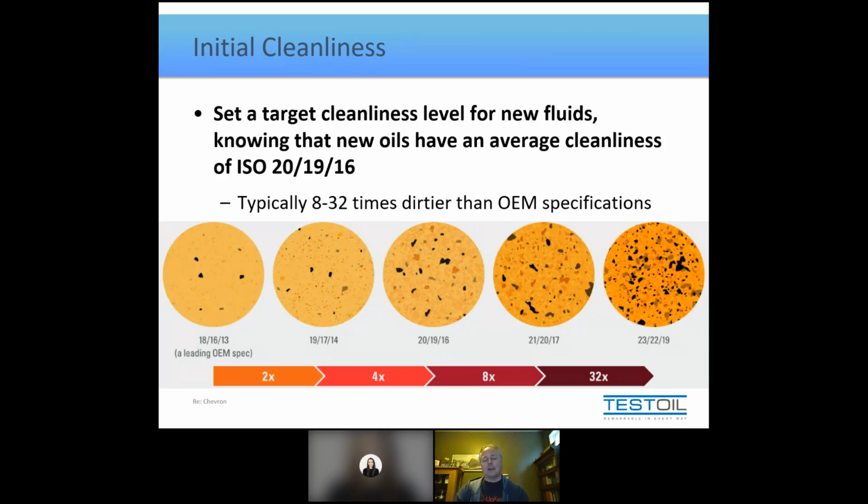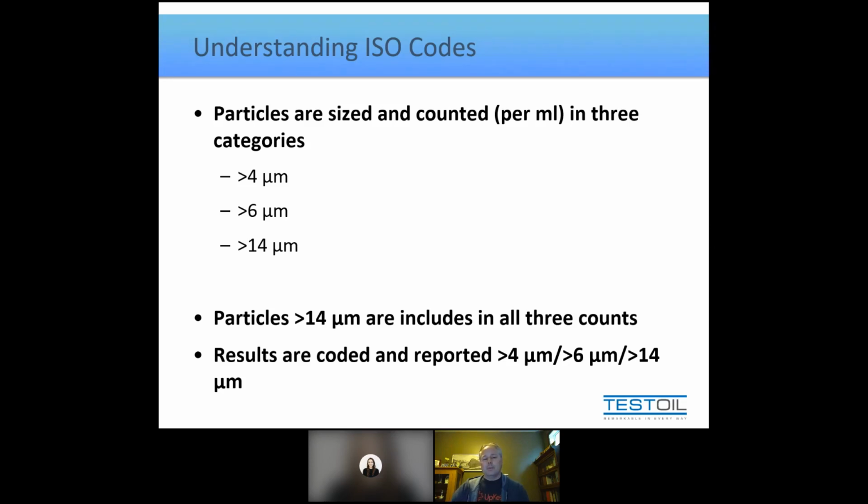So this is the other aspect of the presentation I want to make sure we get clear before we set a target cleanliness, is we need to understand ISO codes. So with that thought in mind, hold this thought about the 8 to 32 times dirtier. Let's understand ISO codes first. So when we do a particle count, whether this is done in the lab or done with a portable particle counter, particle counting is typically reported using an ISO coding system. And the ISO coding system takes your particle count, and this is an important detail, per milliliter. So there's a number of particles per milliliter of the lubricant.